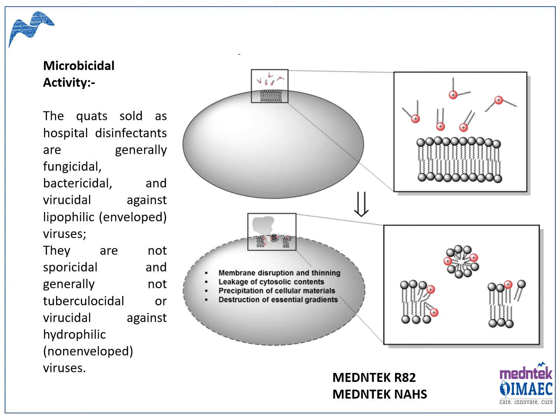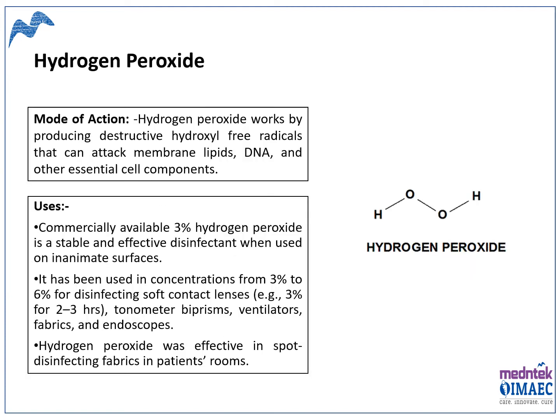Quats have been sold as hospital disinfectants, generally fungicidal, bactericidal, virucidal, and tuberculocidal. These are the generations. Quaternary amine compounds have various generations, as I already mentioned. A mixture of fourth generation quaternary amine compound and second generation quaternary compound becomes a fifth generation.